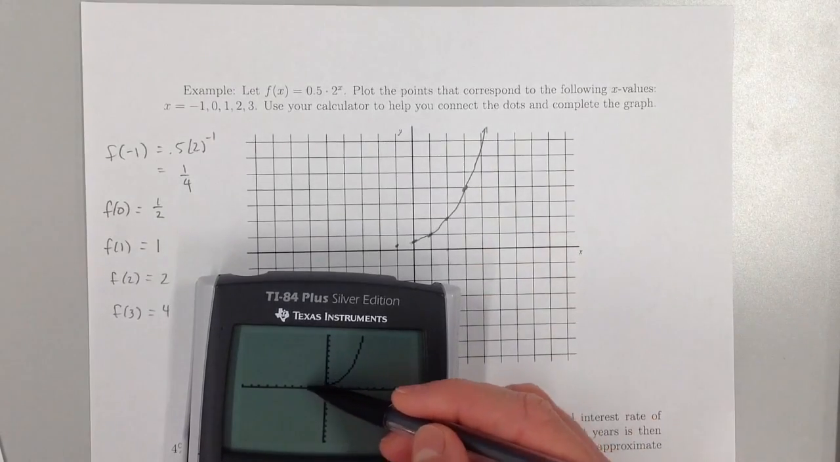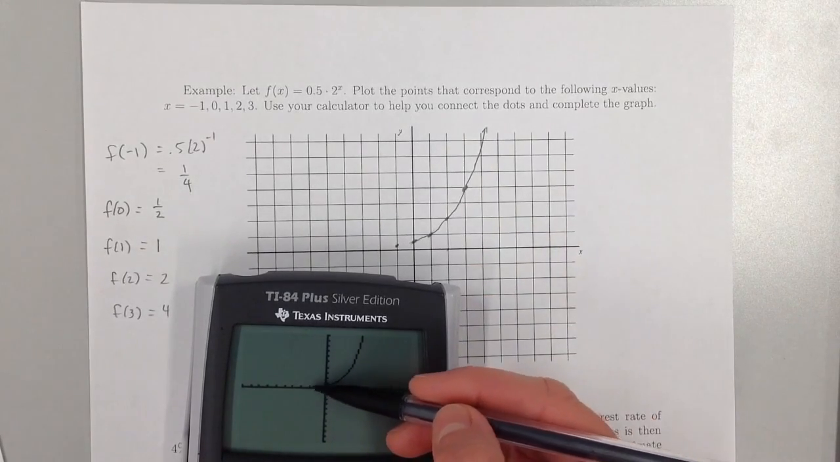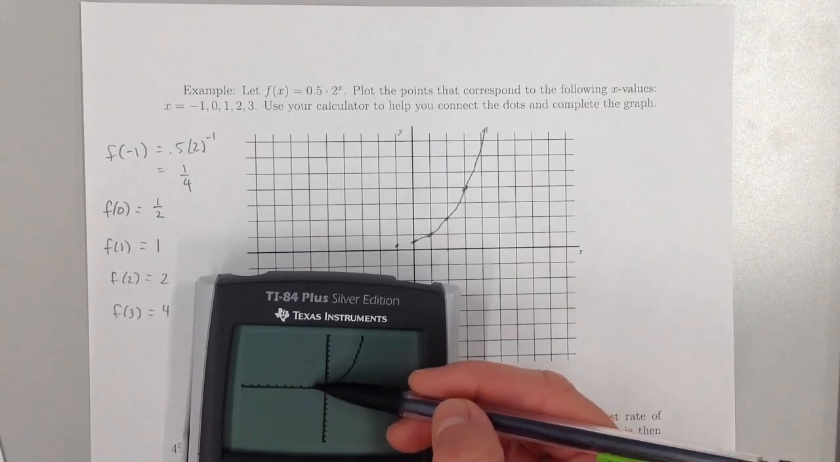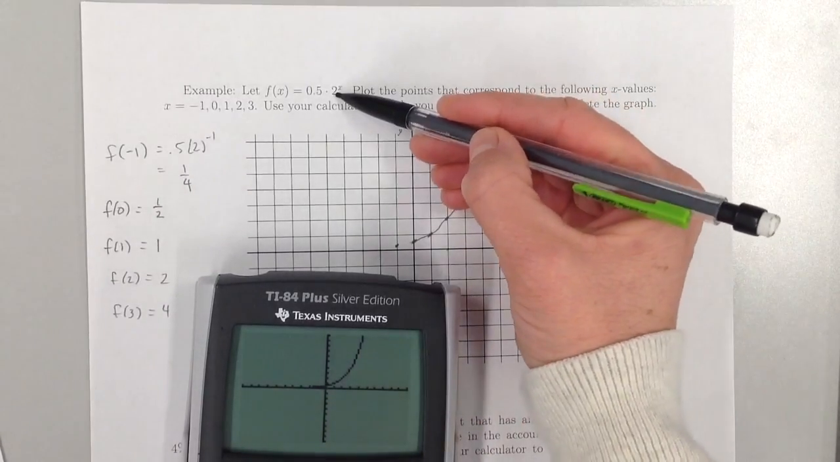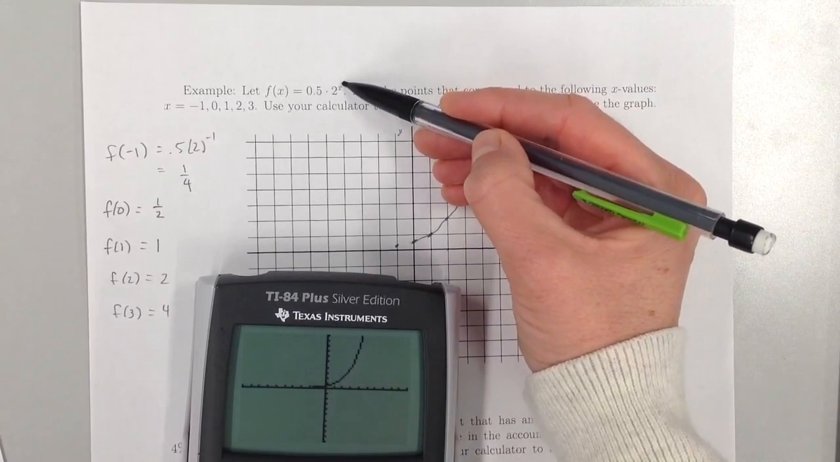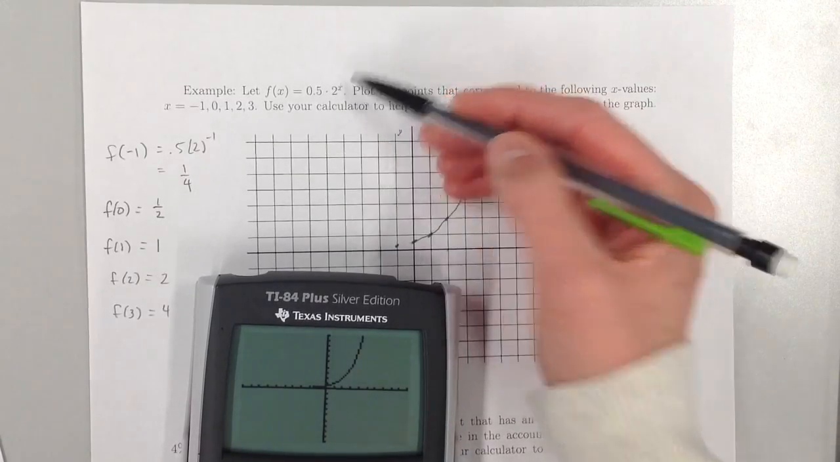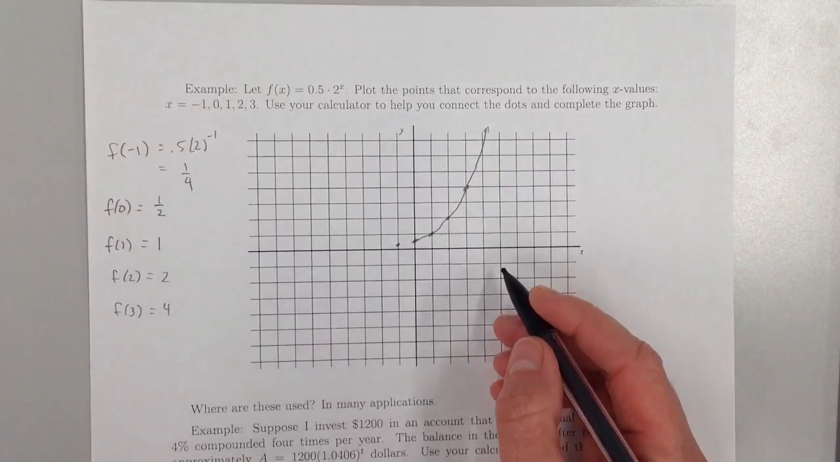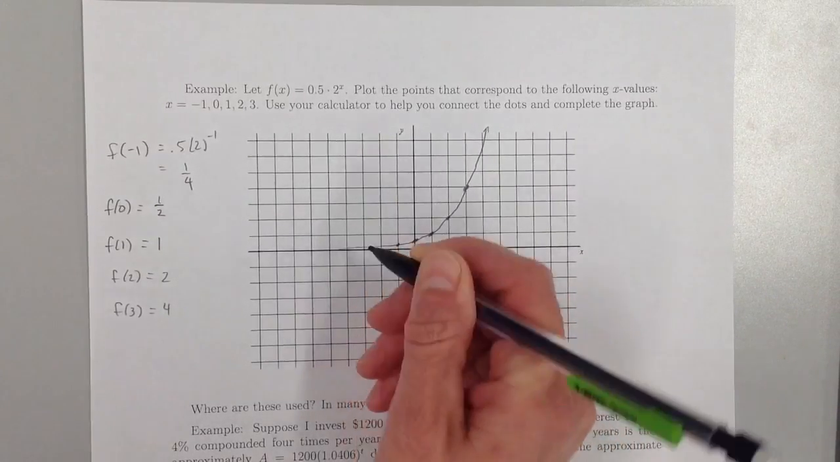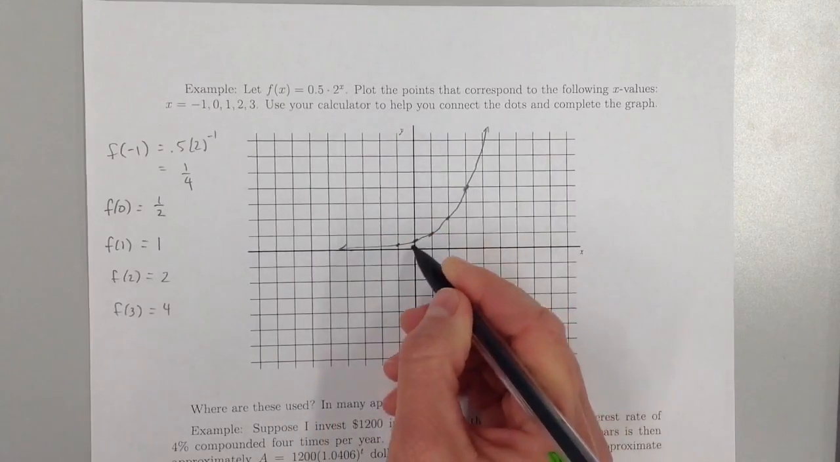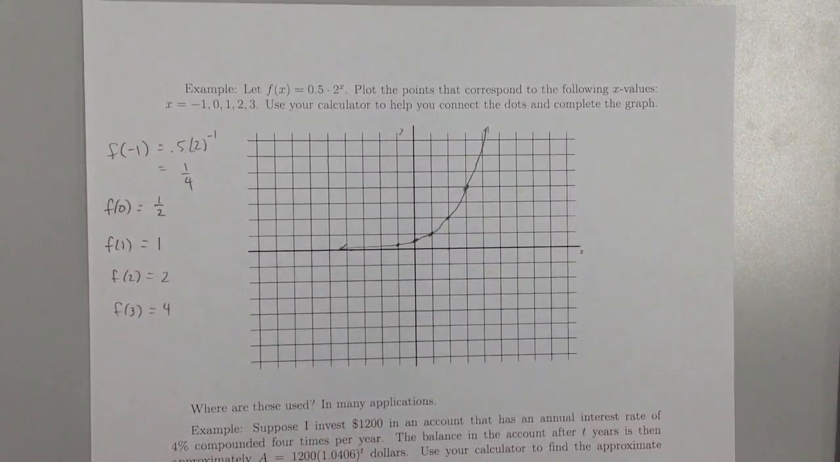So this graph looks like it touches the x-axis, but it's not actually ever going to touch the x-axis, because I can't raise 2 to any power and get 0 for the answer. So we're going to fill in the graph by doing this. It's not going to reach the x-axis, but it's going to get super, super close. And just for your information, that's called a horizontal asymptote.